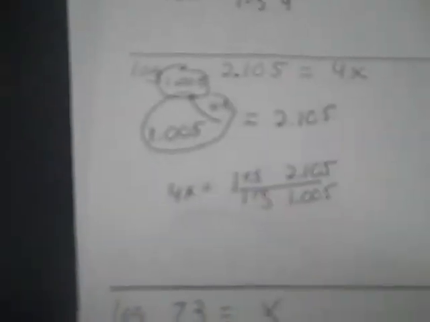Okay, so 4 times x is going to equal whatever this divides to. I mean, who knows? Log 2.105, close it, divided by log 1.005, close the parentheses, and it's 149.23. Just go 149. I'm not real picky about rounding. So I need to divide 149 by 4, and that's 37.25.